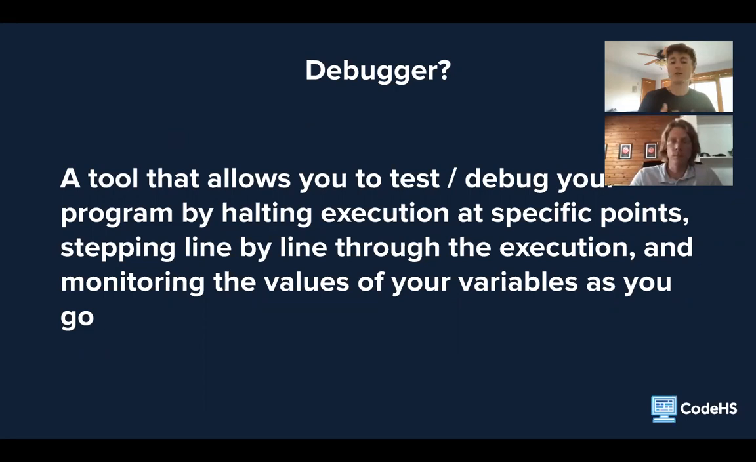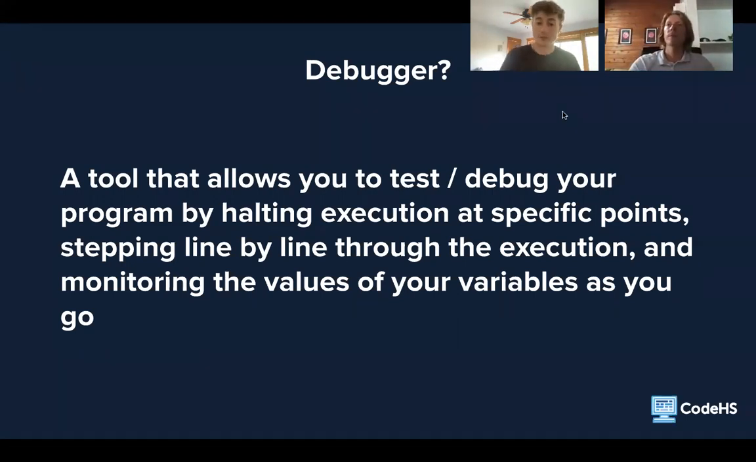So what is a debugger? A debugger is really any tool that allows you to test and debug your program in a very specific way, by allowing you to stop execution of the program at a specific point that you defined. Once it's halted, you can look around, print out the values of your variables, and start stepping line by line through the execution to see where the program goes.